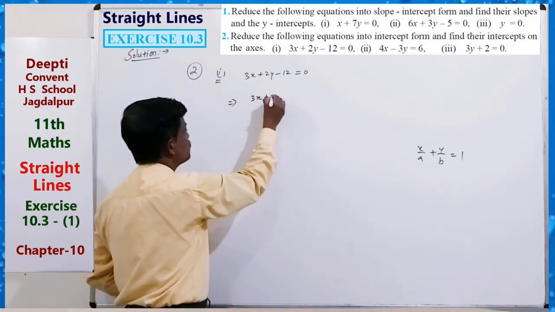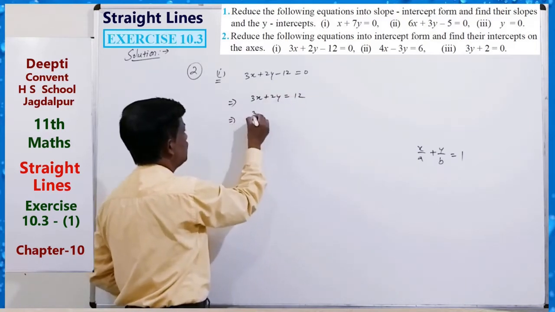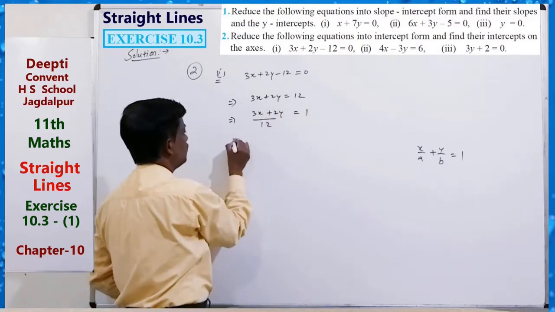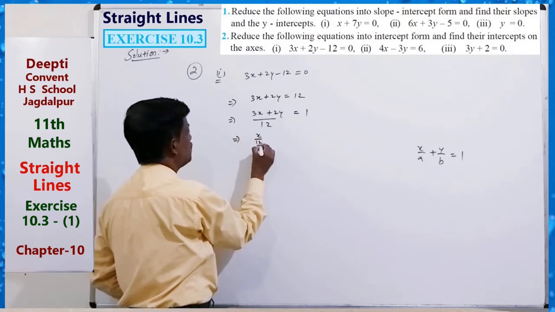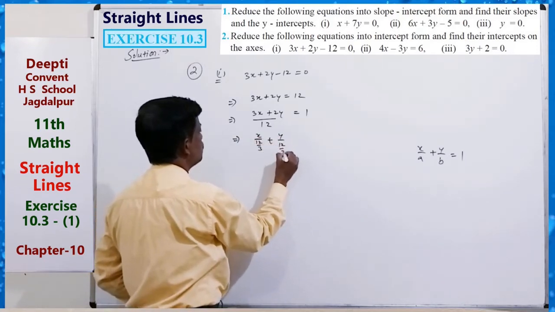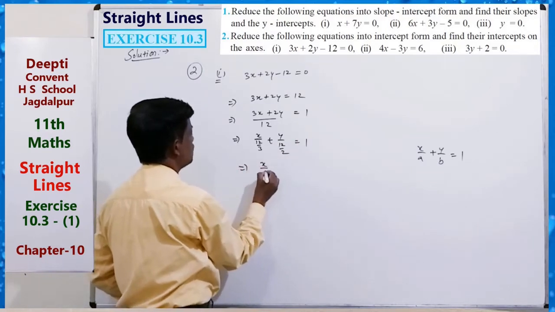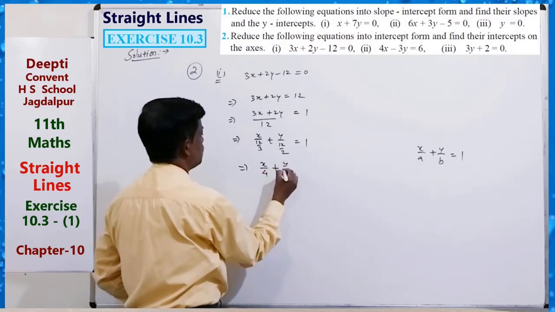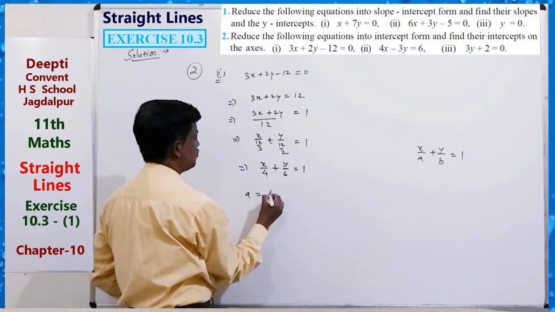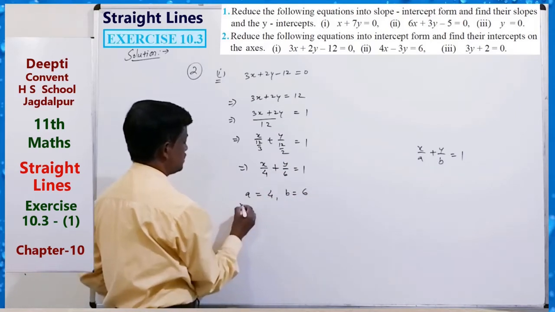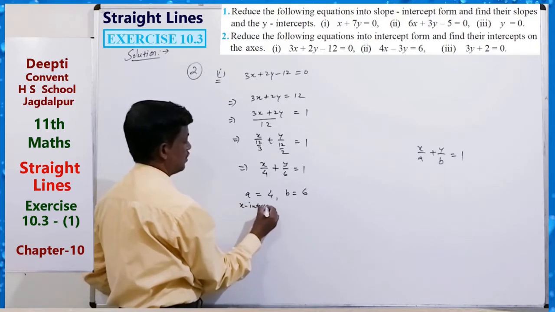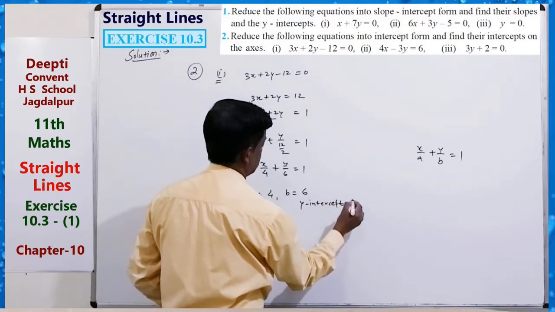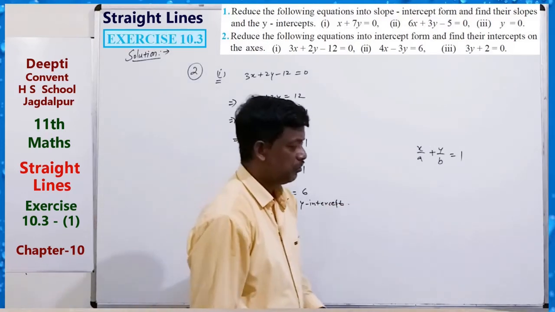Just write 3x plus 2y equals 12. By dividing by 12 we can write x by 12 by 3 plus y by 12 by 2 equals 1, that is x by 4 plus y by 6 equals 1. So a equals 4 and b equals 6. This is x intercept and this is y intercept. Okay, so 4 and 6.